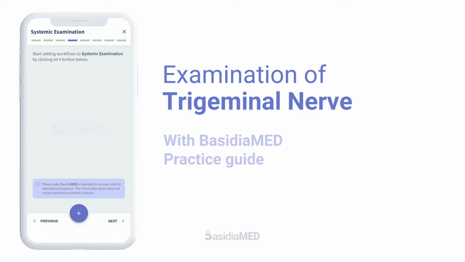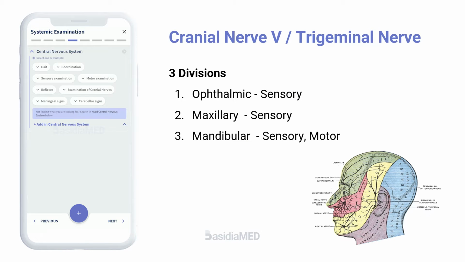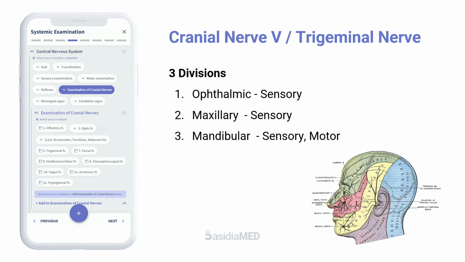Examination of the trigeminal nerve. The fifth cranial nerve is called trigeminal nerve and divides into 3 terminal branches.